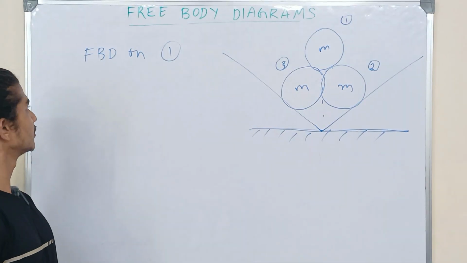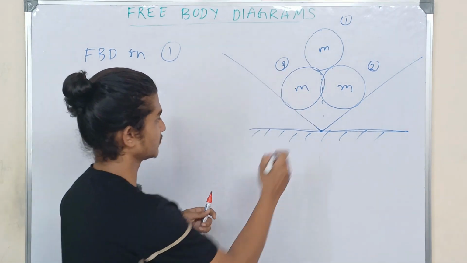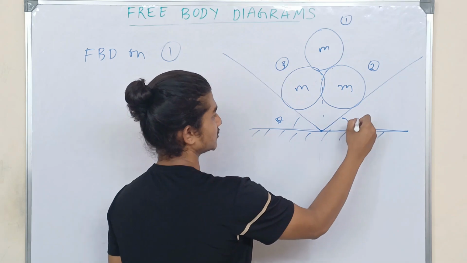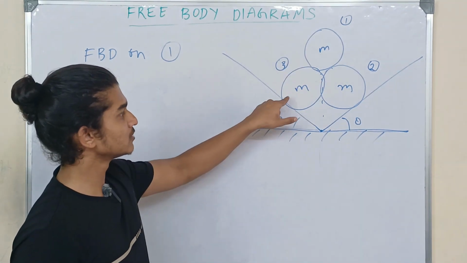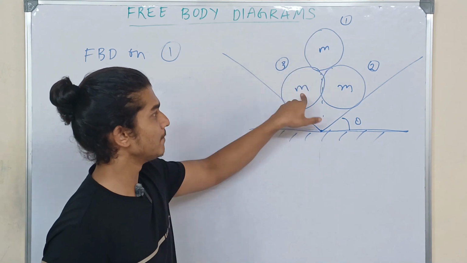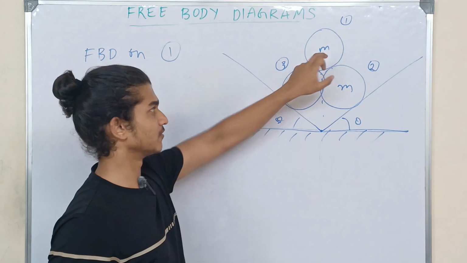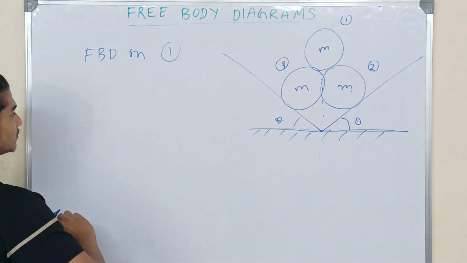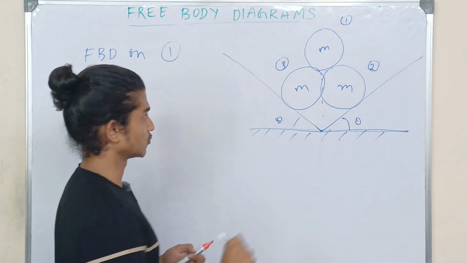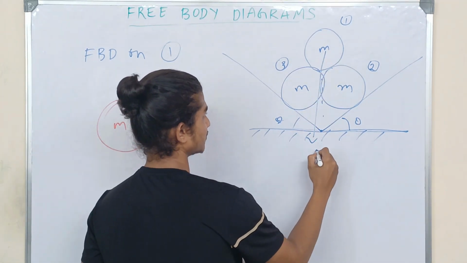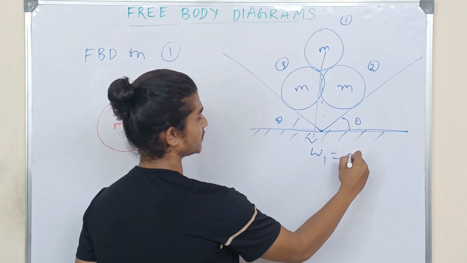So okay, let's solve the last example. So you have a wedge which makes an angle of theta, and this makes an angle of theta, and there are three balls which are stacked upon each other. So all the balls are identical, which have the same mass m, and we have to find the FBD diagram on the first ball, this one. So the first thing is obvious: isolate the body M, and the next one, identify all the forces. So one is obvious, which is W1 equal to M into g.